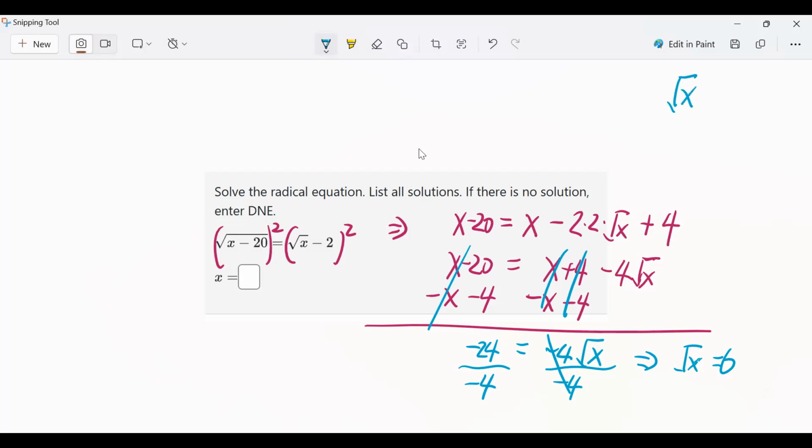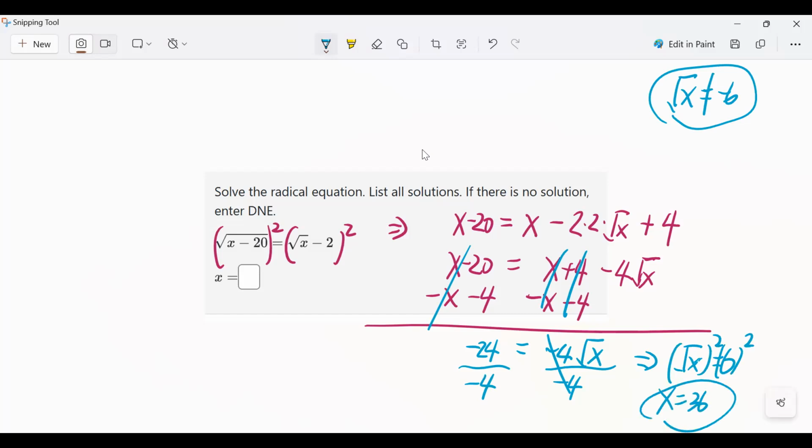It's not okay if the square root of x is -6, right? This is not happening. This is not okay. But this is okay. So you square both sides of the equation, get the answer, x equals 36. Then we could quickly double check.